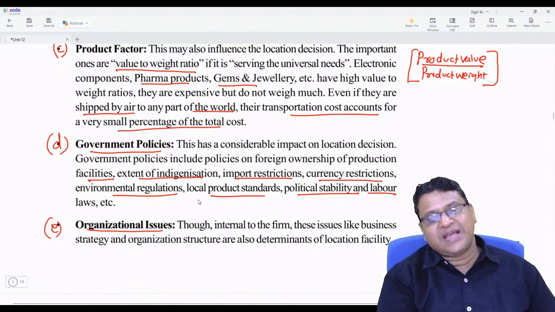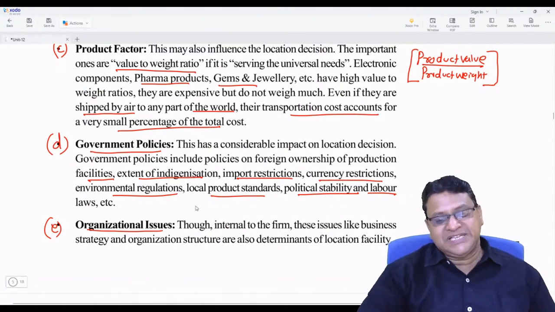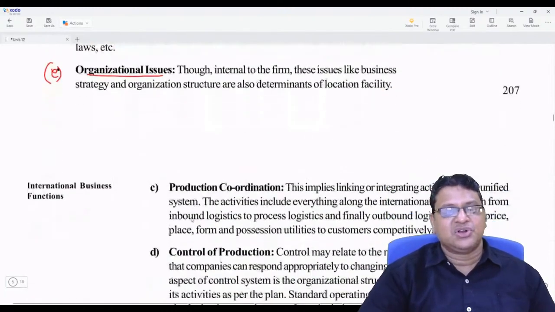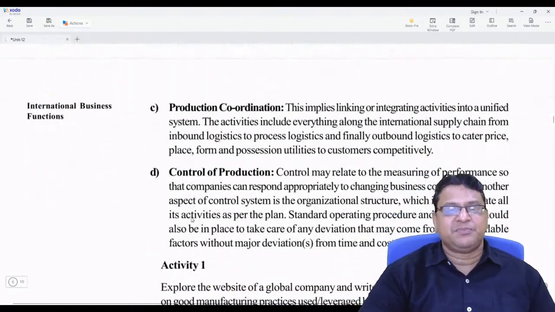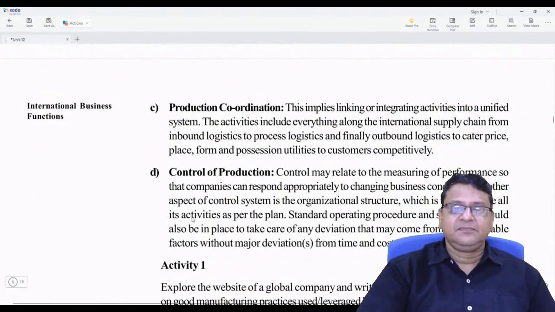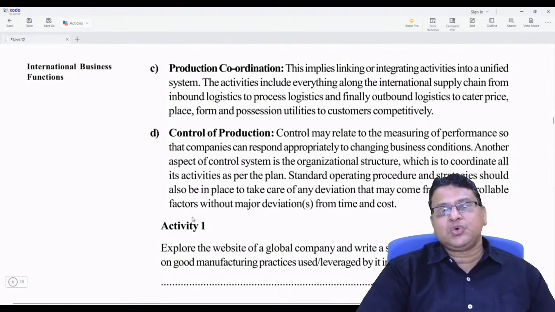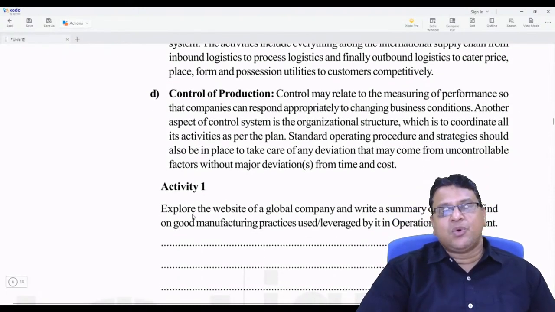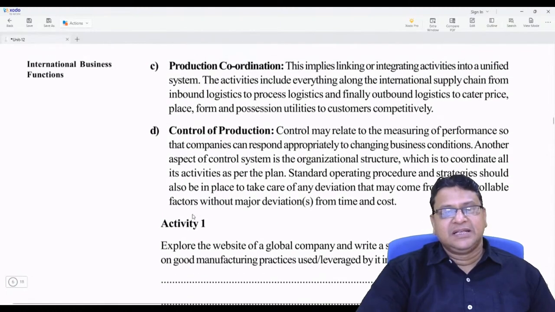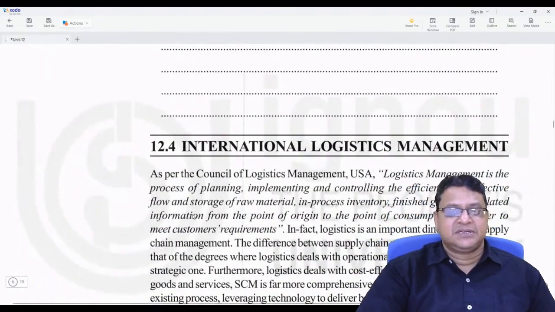Next, there are certain organizational issues. What is your organization structure? That also decides the production base. Next, production coordination and control of production also affect the production base.